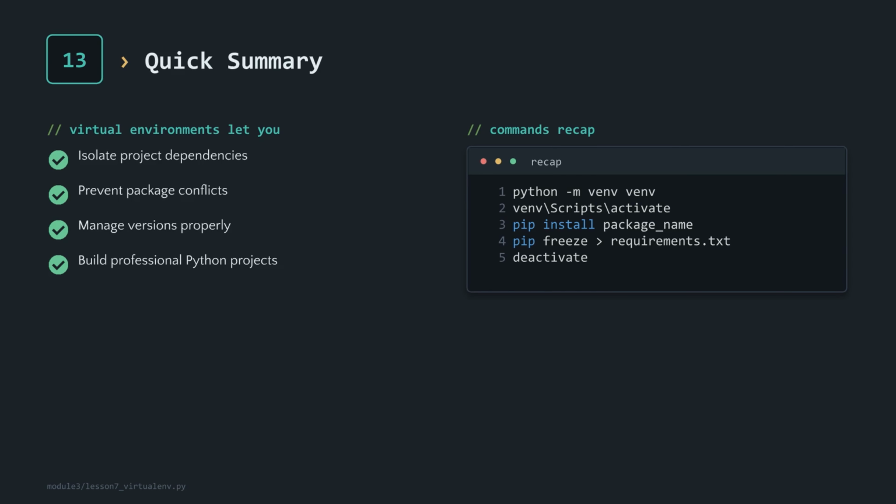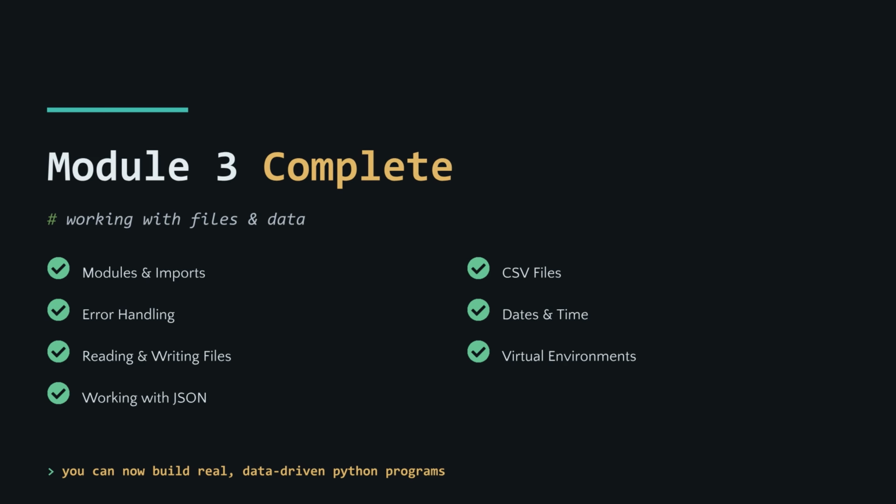Here is a quick summary of why we use these environments. They isolate dependencies, prevent package conflicts, and help manage library versions. We covered 5 essential commands: creating, activating, installing, freezing, and finally deactivating. Keep this cheat sheet handy, and you'll manage your development environment like a pro. With that, Module 3 is complete. You have mastered essential skills, including modules, error handling, file operations, JSON and CSV data, and virtual environments. You now have a professional-grade toolkit for building robust, data-driven Python programs. You should be proud of your progress. Great work.